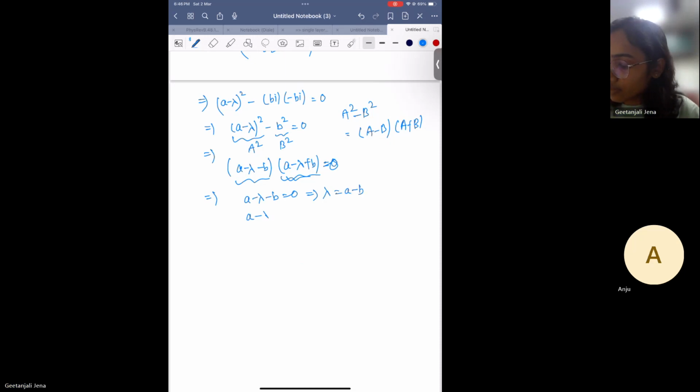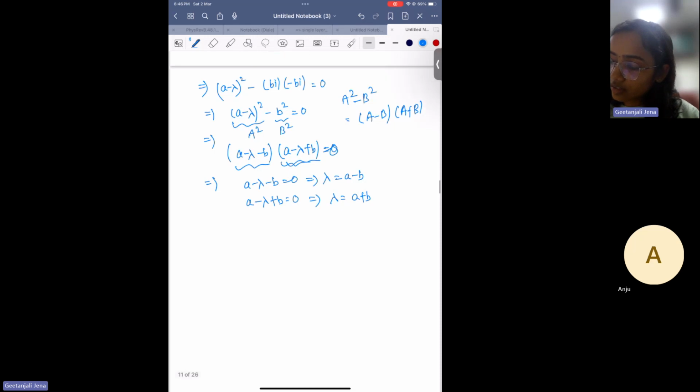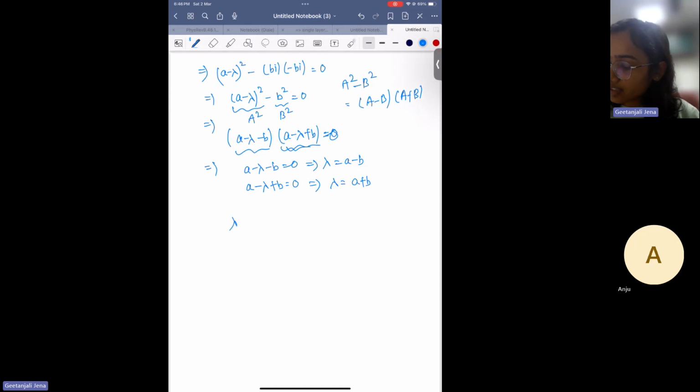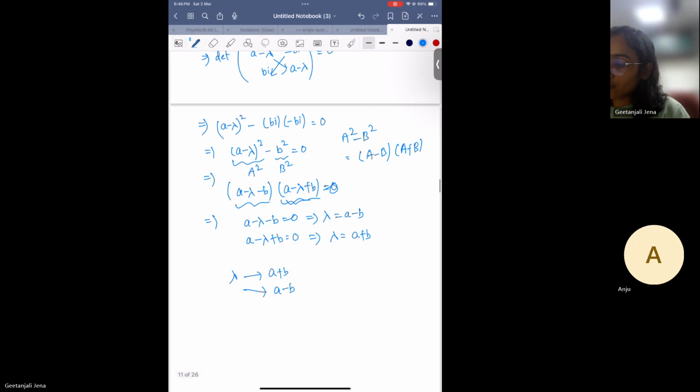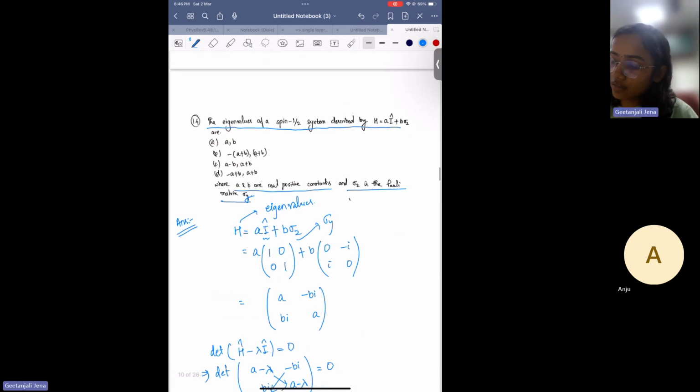The second term is 0, which gives lambda equal to A plus B. So these are the eigenvalues of this Hamiltonian operator. So what you got is that the eigenvalues lambda are either A plus B or A minus B. So the answer will be B, which is A plus B and A minus B. Right?